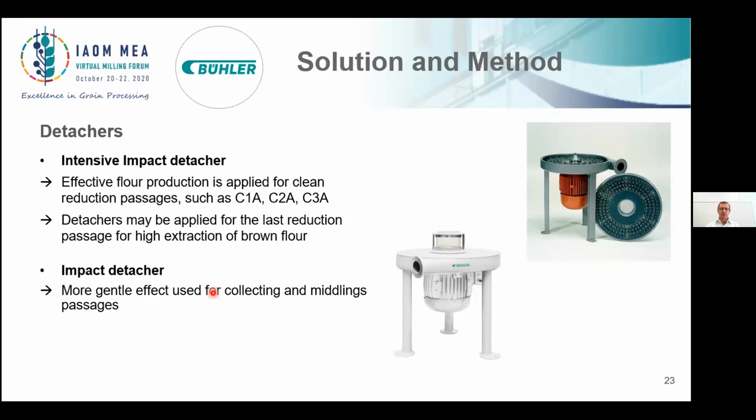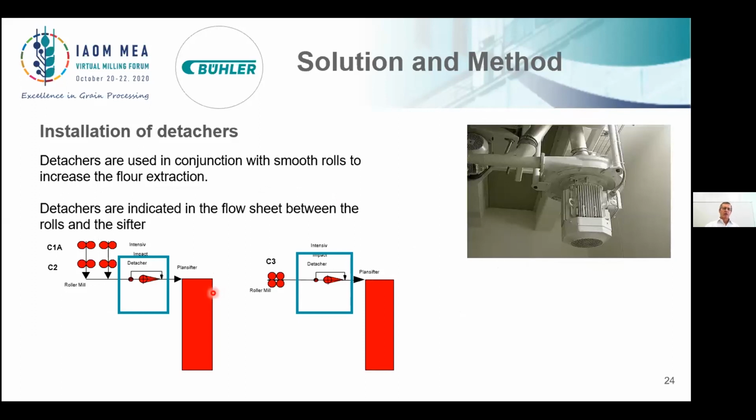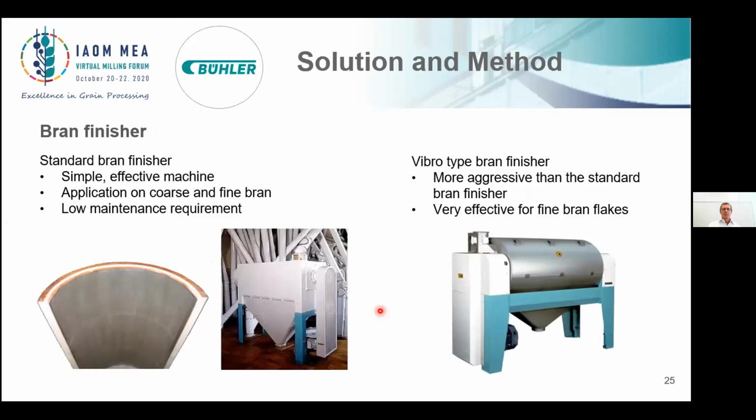Impact detachers can be used also with different RPM, so it can be a bit softer, middle, or more harder work. Impact detachers are always between the roller mills. If it's a double roller mill, after the second passage, C1A, C2, you have an impact detacher and you go to the sifter. Or if it's a single roller mill, you have the roller mill, you have the impact detacher, and you have the sifter.